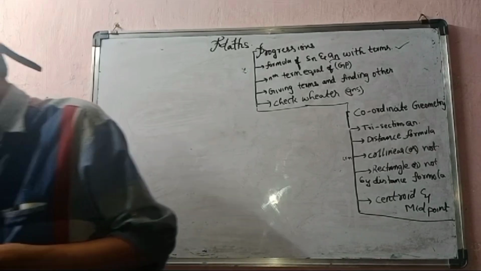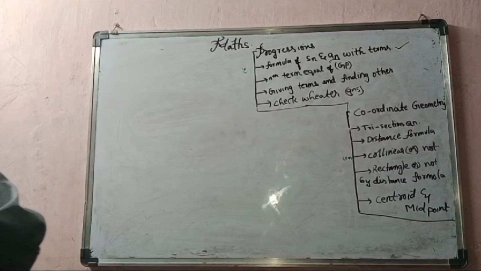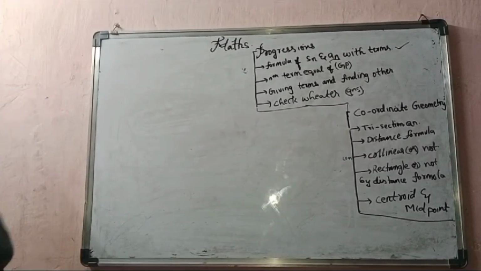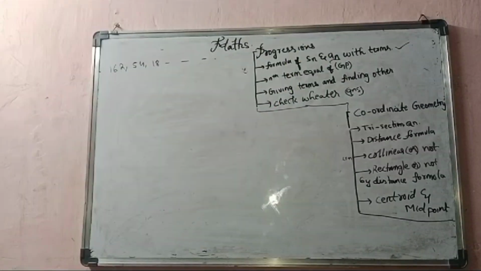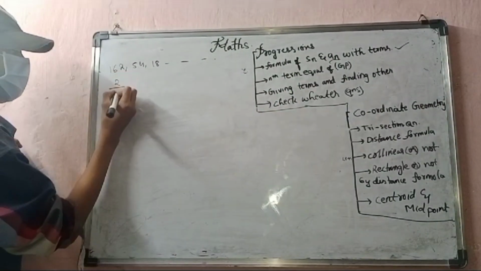If the geometric progressions 162, 54, 18, and so on, and 2 by 81, 2 by 27, 2 by 9, and so on, have their nth term equal, find the value of n. So 162, 54, 18 and 2 by 81, 2 by 27, 2 by 9.